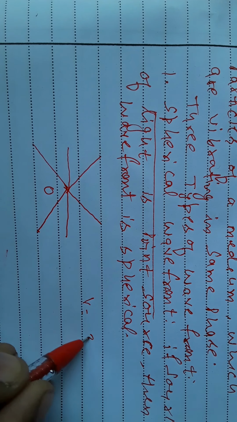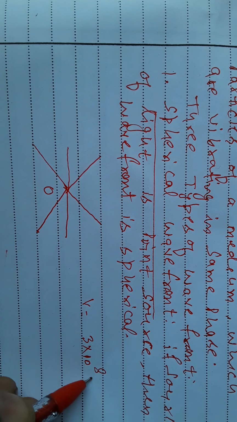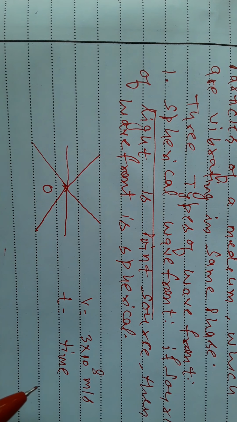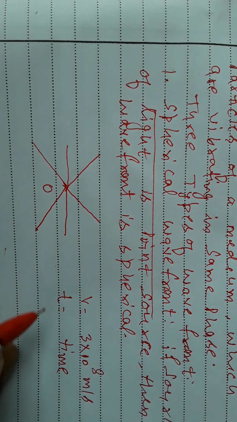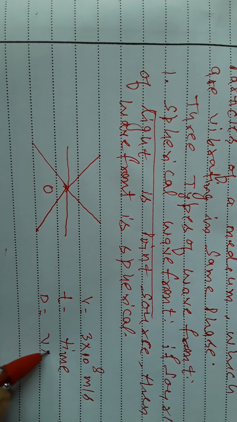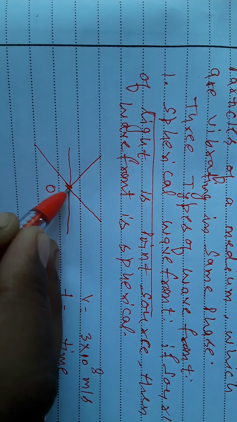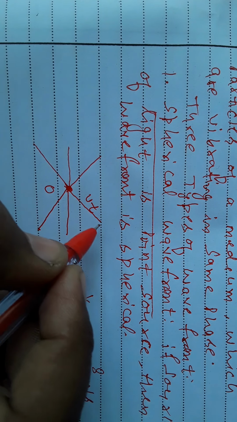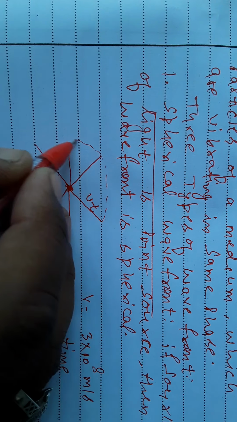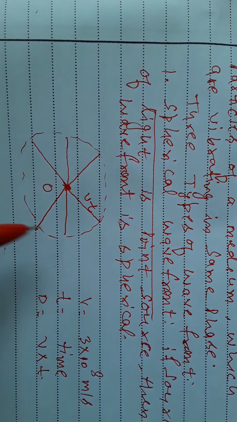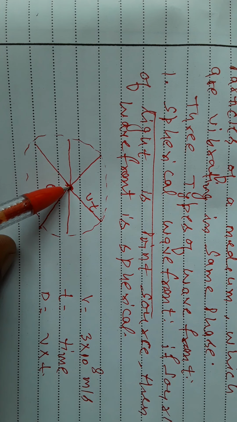If V is velocity and it is 3 into 10 power 8 meter per second and T is time, and according to Huygens principle, the time taken should be equal. So the distance covered is equal to V into T. Now, the first particle and all the particles cover a distance equal to Vt. Now, if we draw a sphere like this, then we get spherical wavefront. So, here O is a point source of light and the wavefront obtained is spherical.